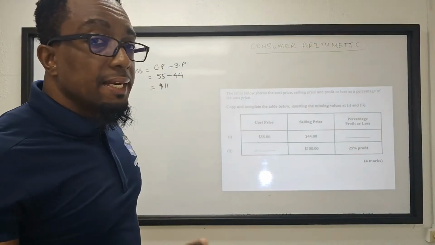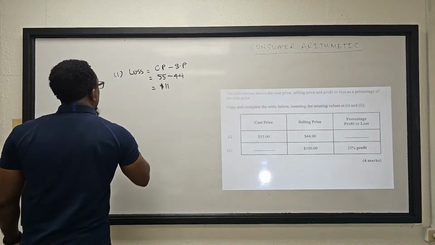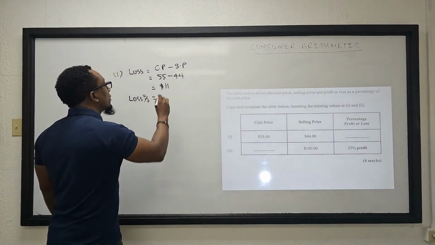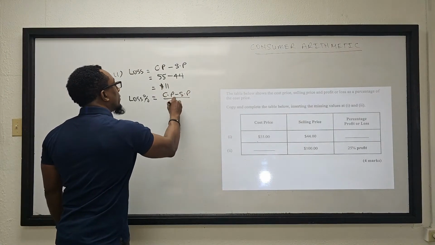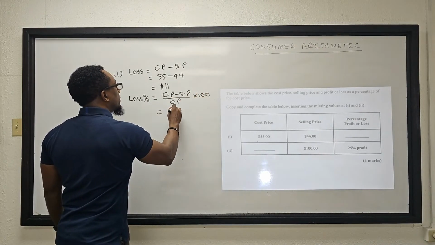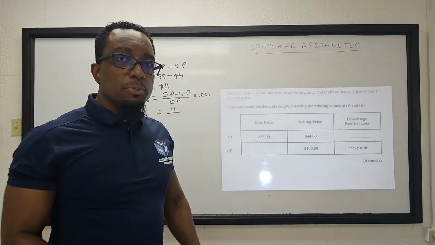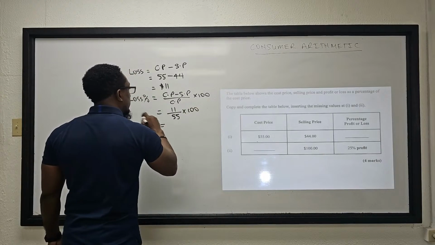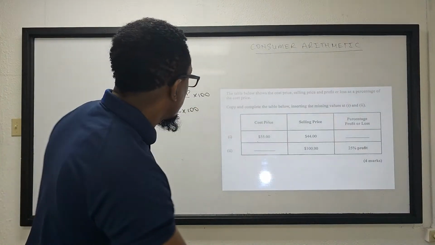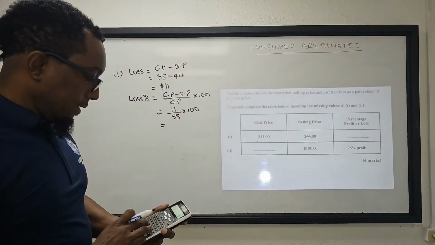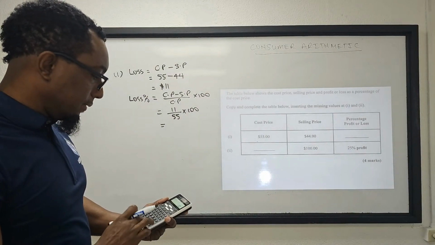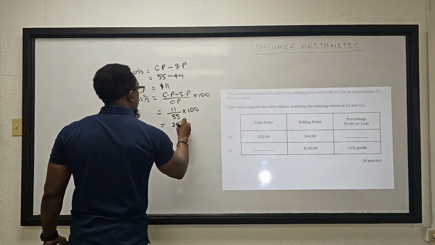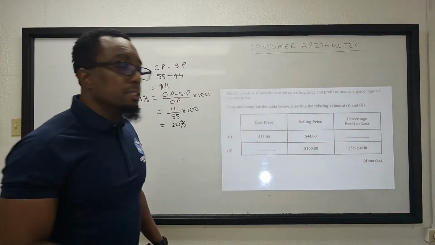Now, what is the percentage loss? The percentage loss will be to take our loss and put it all over the cost price times 100, which is 11 all over the cost price, which is 55, times 100. So we're going to get 11 times 100 divided by 55, which is 20%. So that will be the percentage loss, 20%.